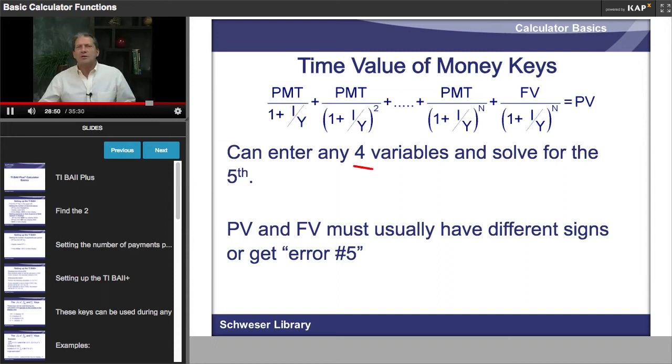So as I said, enter any 4 of these values. Present value and future value must usually have different signs, or you'll get this error message number 5. So you can think of it as a company issuing a bond. They take in the present value today and make those coupon payments and maturity payments, so they'd both be negative. Or a buyer of a bond pays out money today, a negative, and then gets the payment and the face value at maturity.